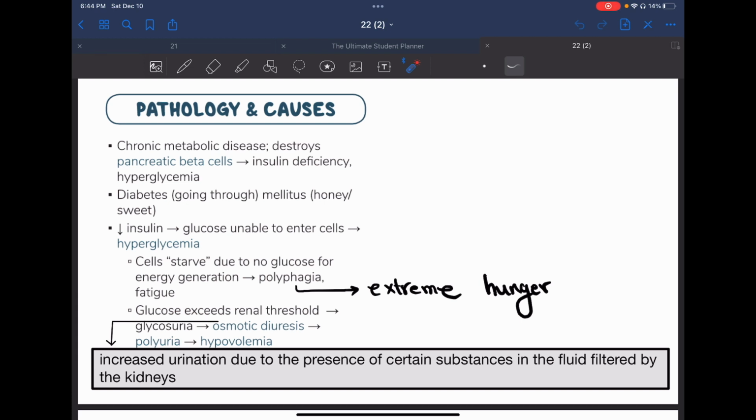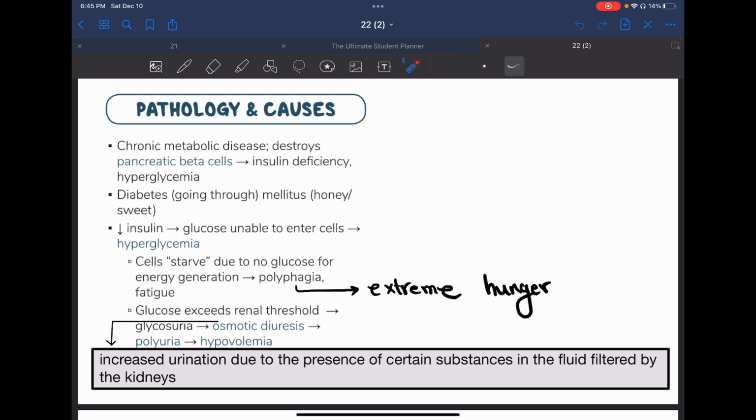What does osmotic diuresis mean? This is the definition: increased urination due to the presence of certain substances in the fluid filtered by the kidneys. In this case, we have the glucose, which is the certain substance. So the glucose enters the urine and makes it a higher osmotic fluid, and that makes more water go to the urine, and that produces more urine. So you have polyuria, which means a lot of urine production.